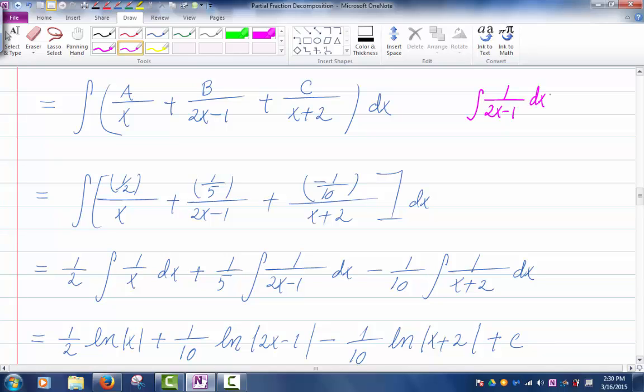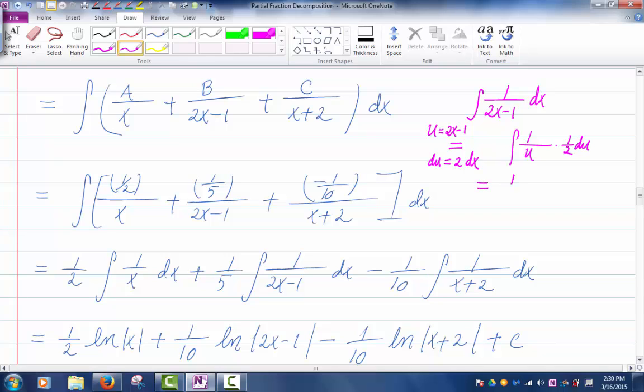I have a 1/5 outside, but what should you do to find this integral? You should be taking u to be what? 2x minus 1. And if you take u to be 2x minus 1, what will be du? It will be 2 times dx, right? You agree? So if you do the substitution, what are you going to get? 1 over u, and then what is dx? Half du, right?